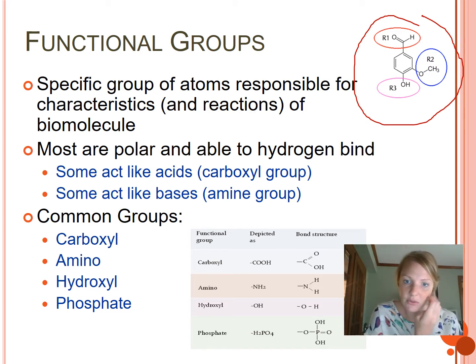So I have a table down here of common functional groups. Carboxyl is carb and ox, so we have a carbon and oxygen in here, and that's where it gets its name. And an amino group with a nitrogen. Here's a hydroxyl group, meaning one oxygen and one hydrogen, and then here's a phosphate group. These are really, really common functional groups that will determine binding and interactions with other molecules.